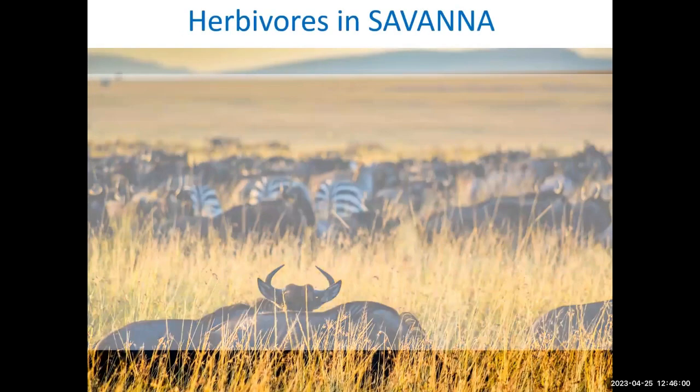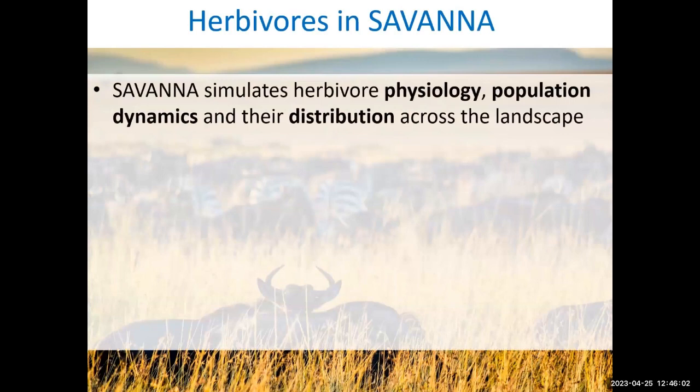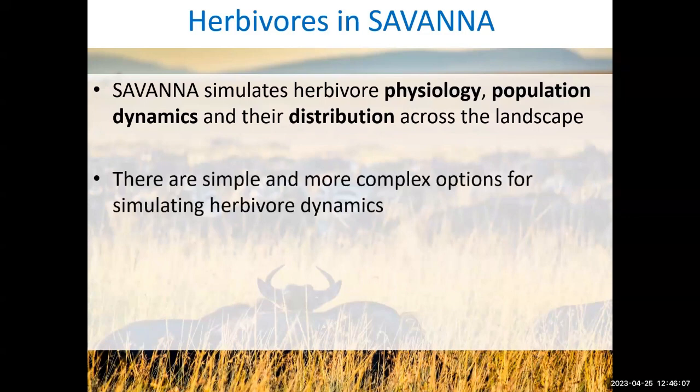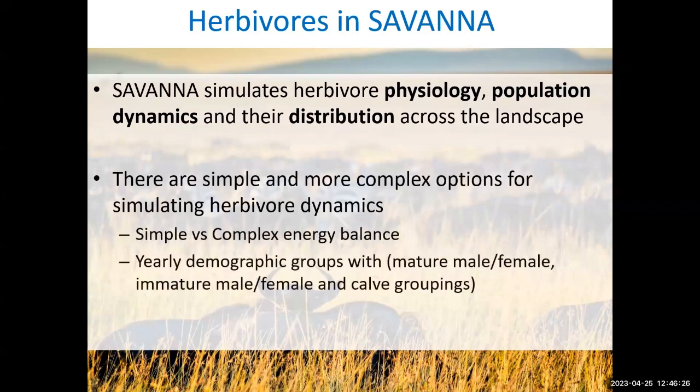So again, looking at SAVANNA, it simulates herbivore physiology, population dynamics, and their distribution across the landscape. There are simple and complex options for simulating herbivore dynamics. So you can decide whether you want to go with a simple energy balance and simple distribution, or if you really want to get down and detailed, you can start to look at some more of the fancy algorithms that were developed by others. Again, you can look at yearly demographic groups with mature male females, immature male females, and calf groupings.